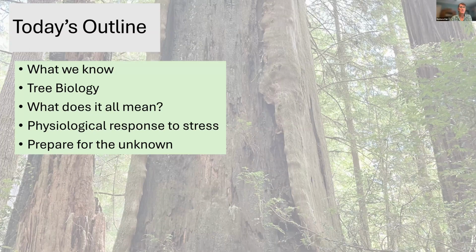I'm going to refresh you on a little bit of tree biology that you might not know, and then put it together. What does it all mean, and how do plants respond to stress physiologically? And how do we prepare for the unknown, meaning how is our climate going to change? How do we manage changes in urban and suburban environments? I thought it would be quite appropriate to talk about stress, because certainly the past year has stressed plants extensively, certainly even woody plants.